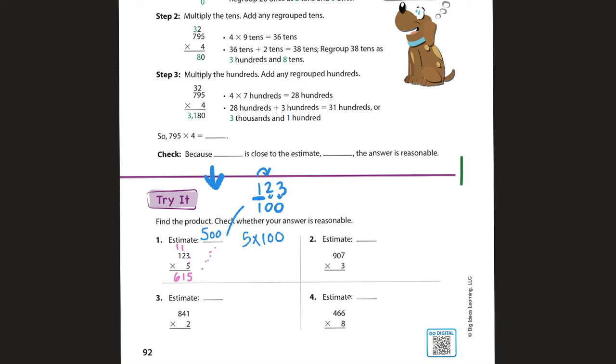So as we move along to number 2, I'm going to rewrite this here to make it larger. 907 times 3. Again, we always start ones place, tens place, hundreds place. 7 times 3 is 21. 3 times 0 is 0. And now you add 2. So 0 plus 2 is 2. And then 3 times 9 is 27. So my exact answer, or my exact product, which is the answer of a multiplication question, is 2,721.